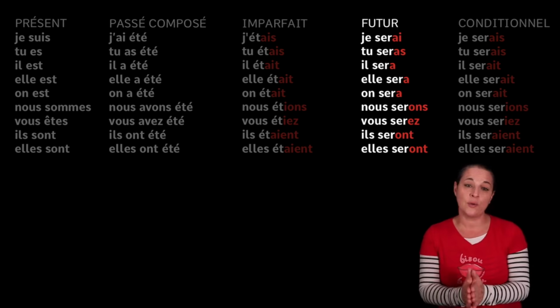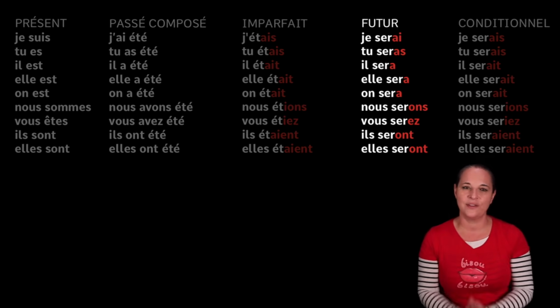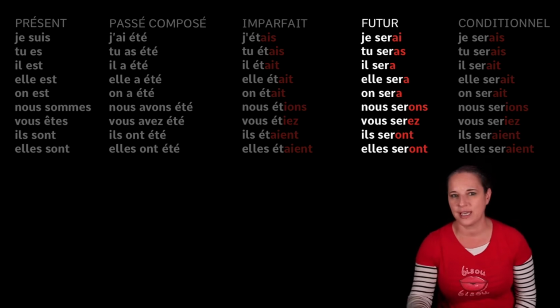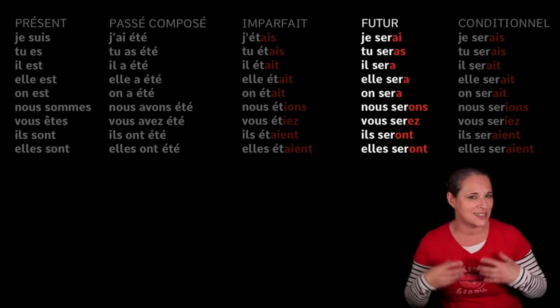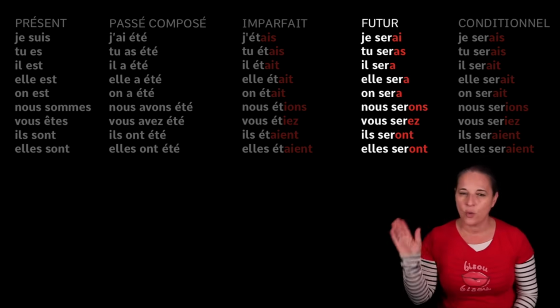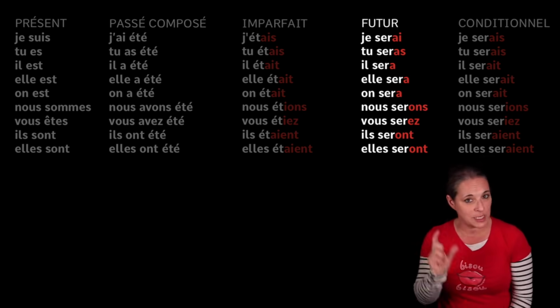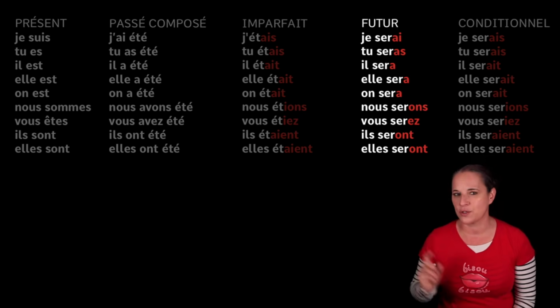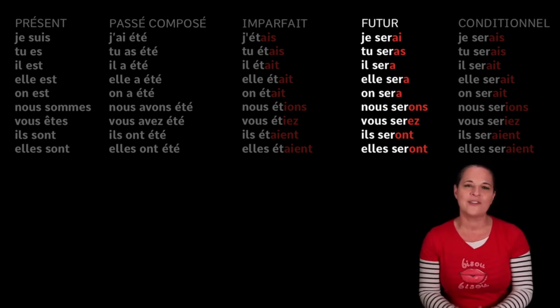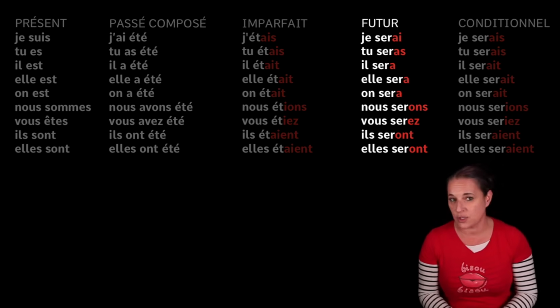Okay, so here we have conjugated the verb to be in the future tense. So without using will, because it does not exist in French, we have used the special stem and the special future endings for that. Let's have a look at what the conditional looks like.